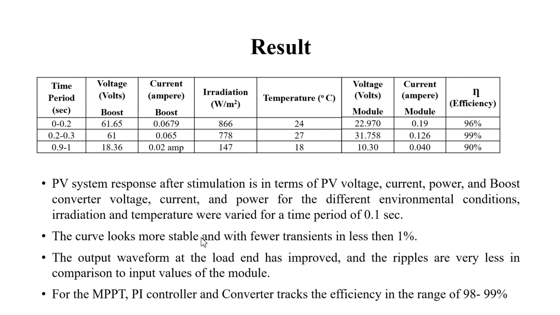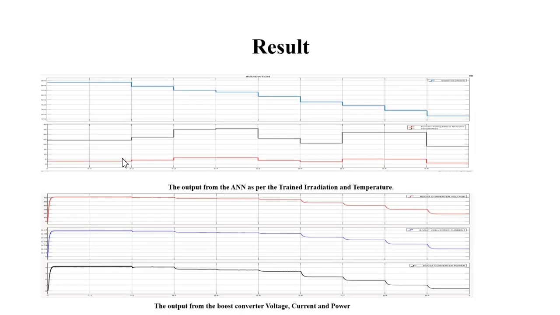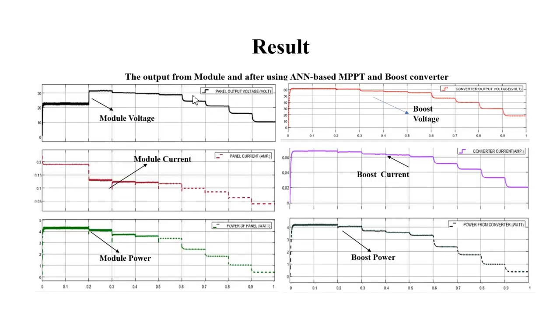The output should have fewer ripples. This was the condition that we have considered. This is the output of the ANN. The blue curve represents the irradiation, black represents the temperature, and this is the ANN output in terms of the power. This was the output of the boost converter in terms of voltage, current, and the power. This is the final result that we have obtained.